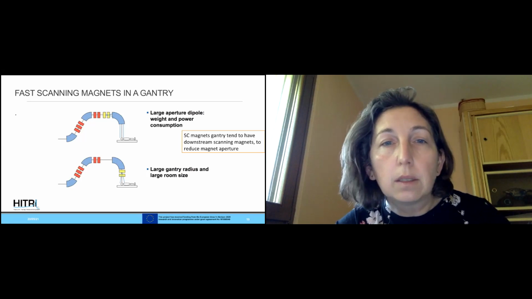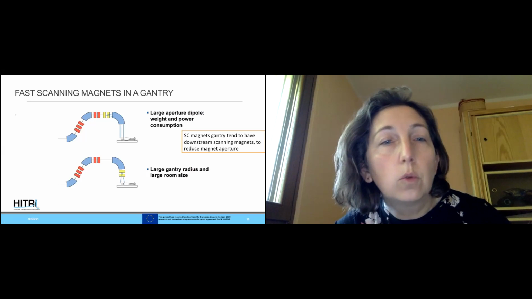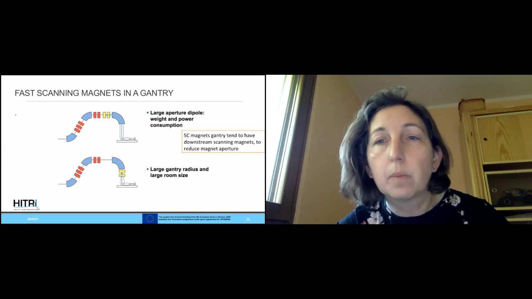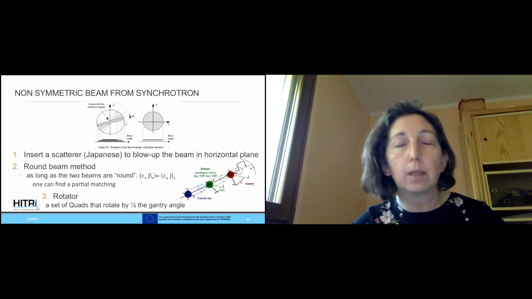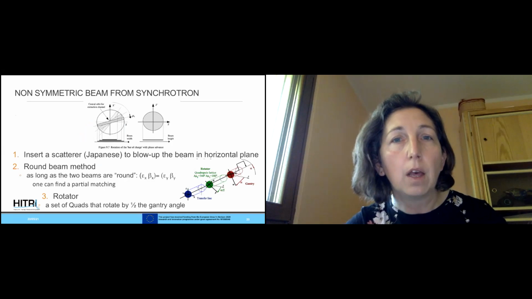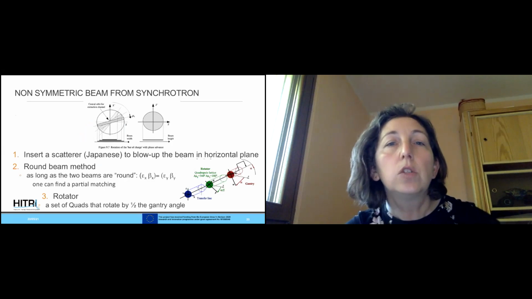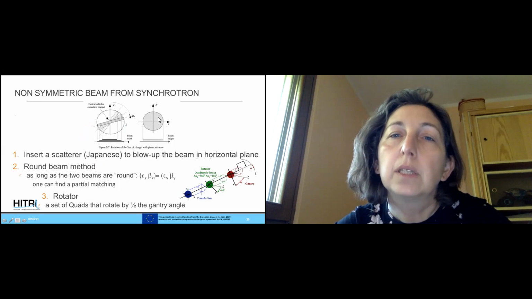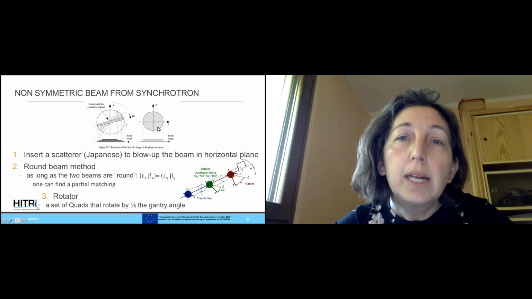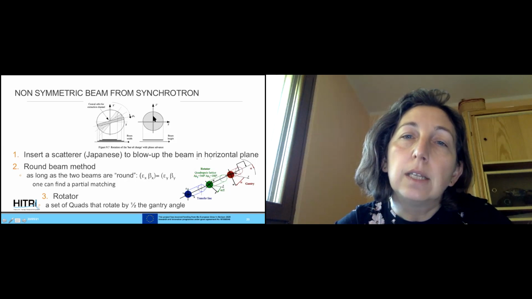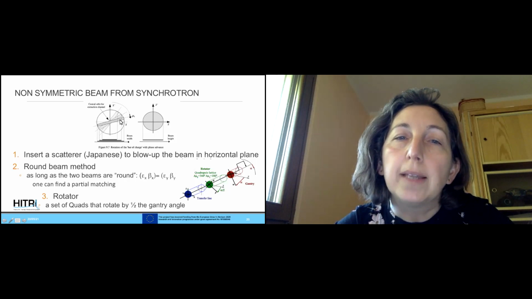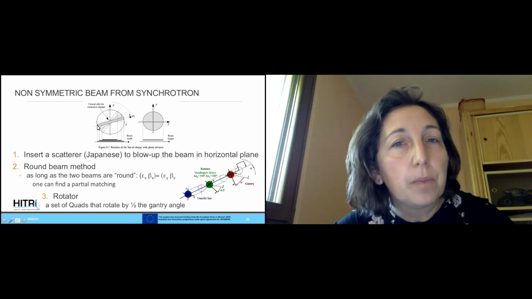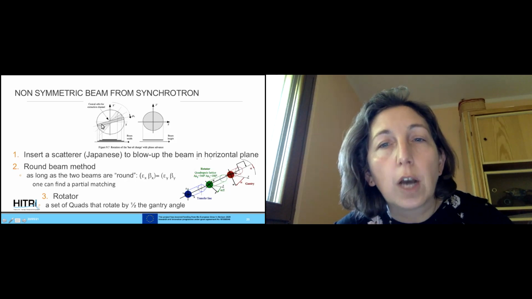And now let me spend one last slide to discuss what you do with asymmetric beams before concluding and being open to your questions. So a beam coming from a synchrotron is not symmetric. Yesterday I showed you beam ellipses that can be transformed into circles. And normally the beam ellipse nicely fills the entire ellipse or circle. And this is what happens in the vertical plane when you extract. However, in the horizontal plane, the beam is not an ellipse, but it is a so-called bar of charge.